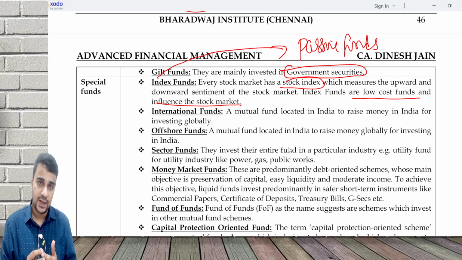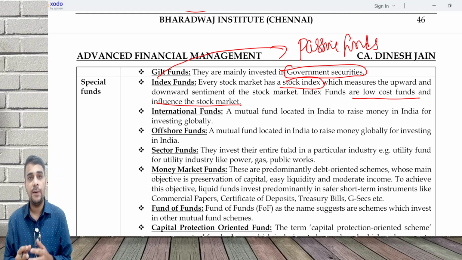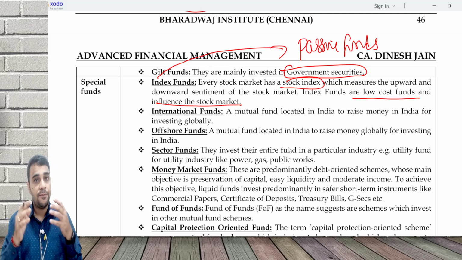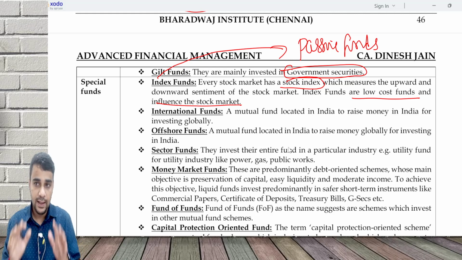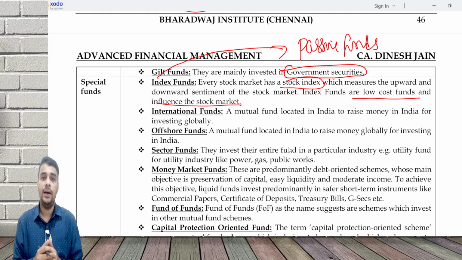Normally, most of the funds are active funds, but an index fund is a passive fund. Passive, because in the case of an index fund, the fund manager is not going to do anything. He knows what stocks to invest in. He will just decide the index and keep putting money in that index.